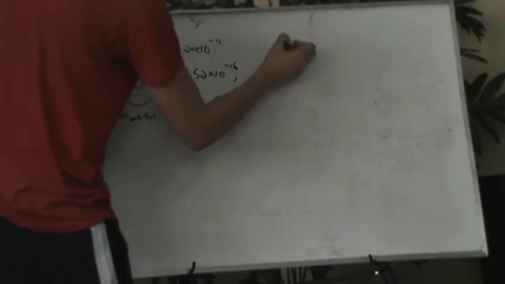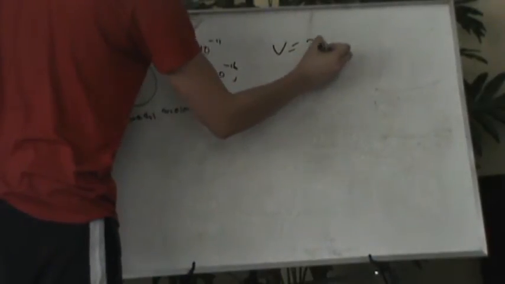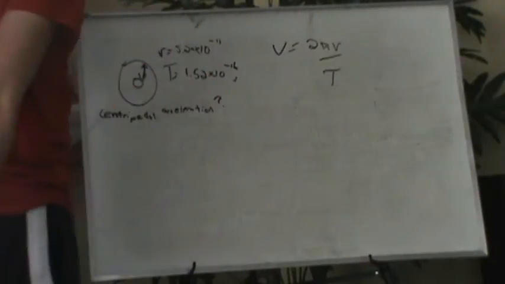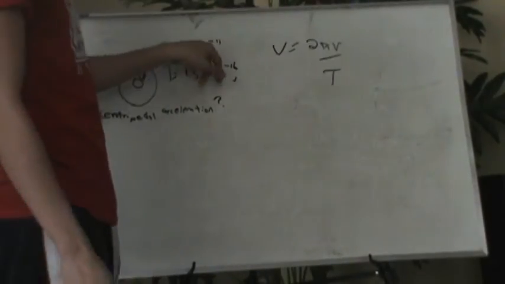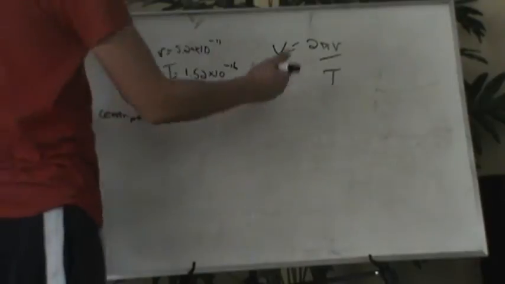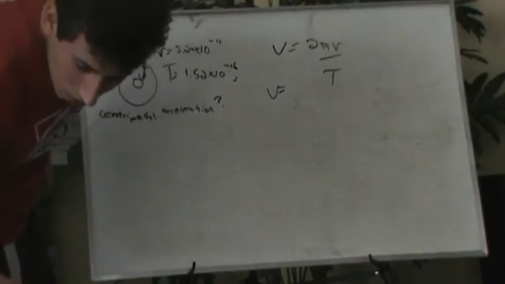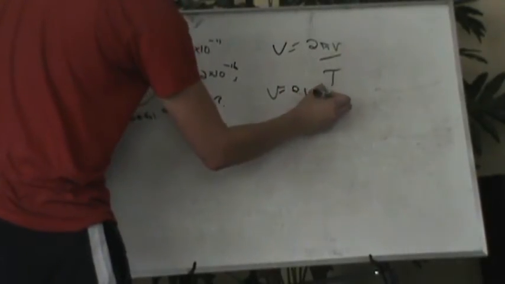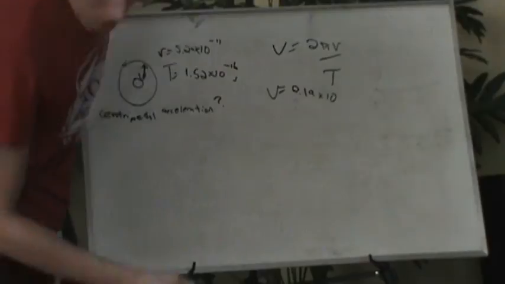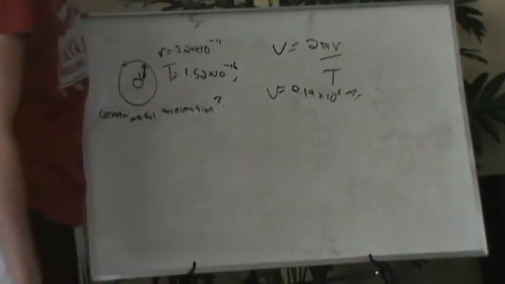So what we do first, we use this formula. The speed is equal to 2 pi r over the period, and this will help us find the speed. Because you have the r, which is this, and you have the period, which is this. So when you plug it all in, you have 2.19 times 10 to the 6 meters per second. So that's a pretty big number.